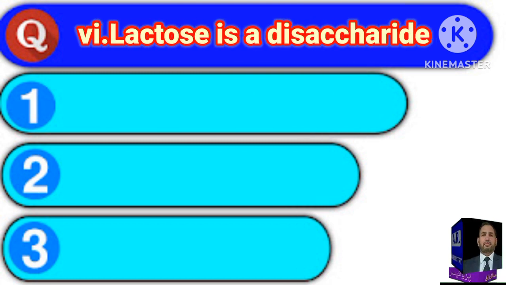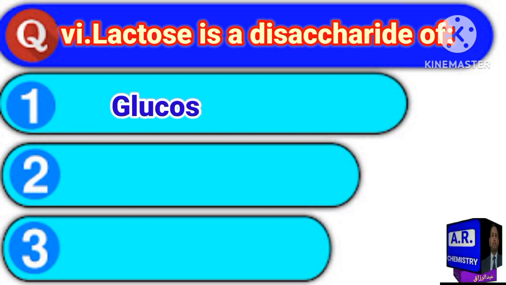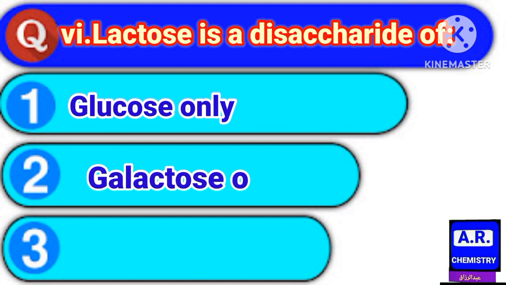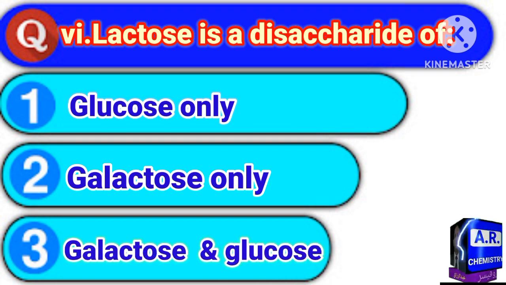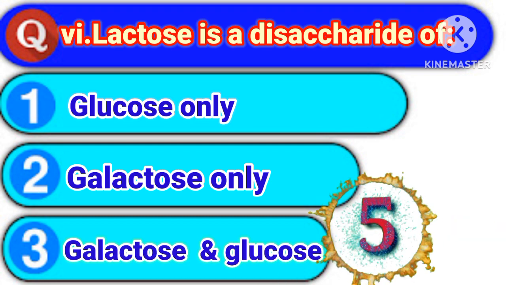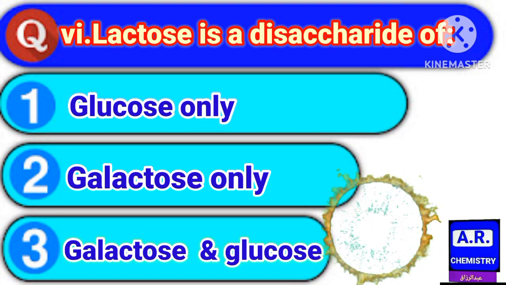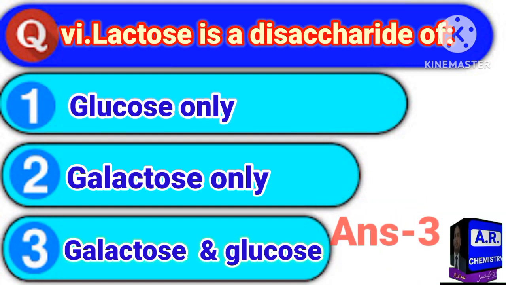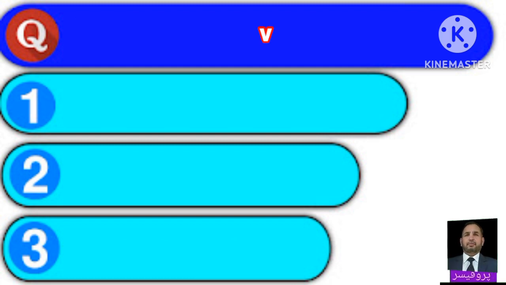Next question, question number 6. Lactose is a disaccharide of number 1, glucose only. Number 2, galactose only. Number 3, both glucose and galactose. So choose your option and then compare it with the correct answer. Yes, it is option number 3, both glucose and galactose.